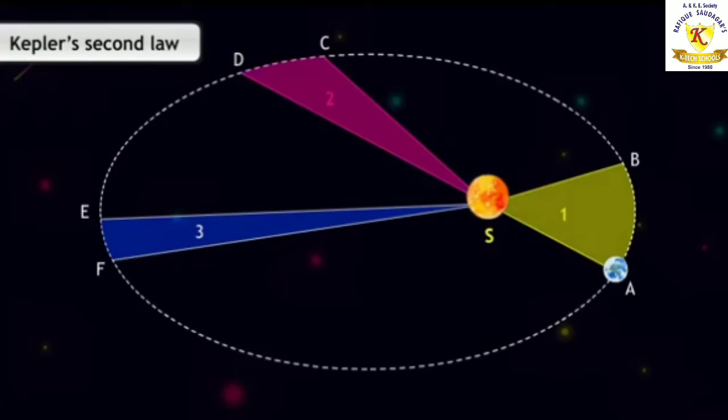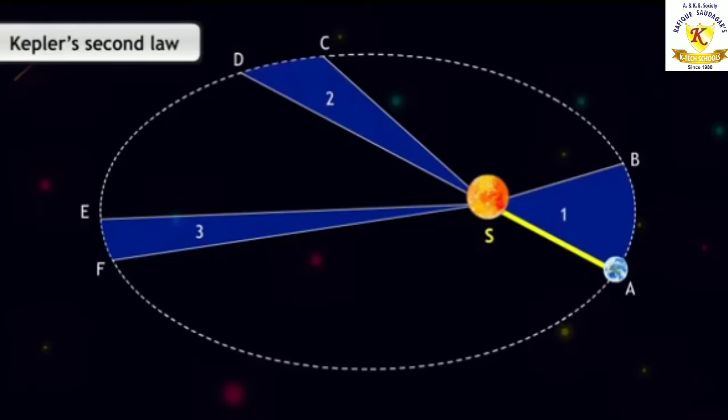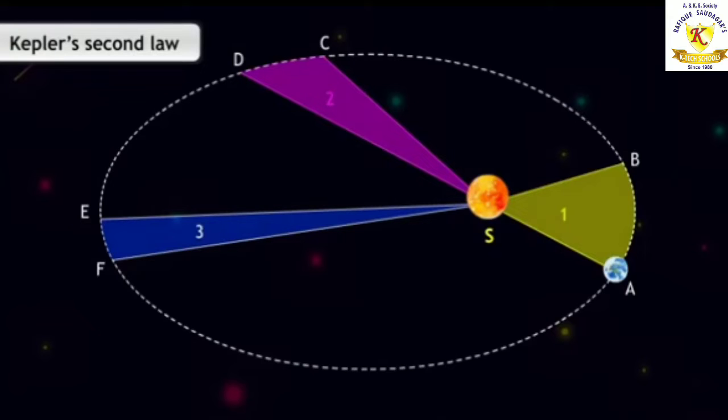AB and CD are distances covered by the planet in equal time. That is, after equal intervals of time, the positions of the planet starting from A and C are shown by B and D respectively. The straight lines AS and CS sweep equal areas in equal intervals of time. That is, areas ASB and CSD are equal.